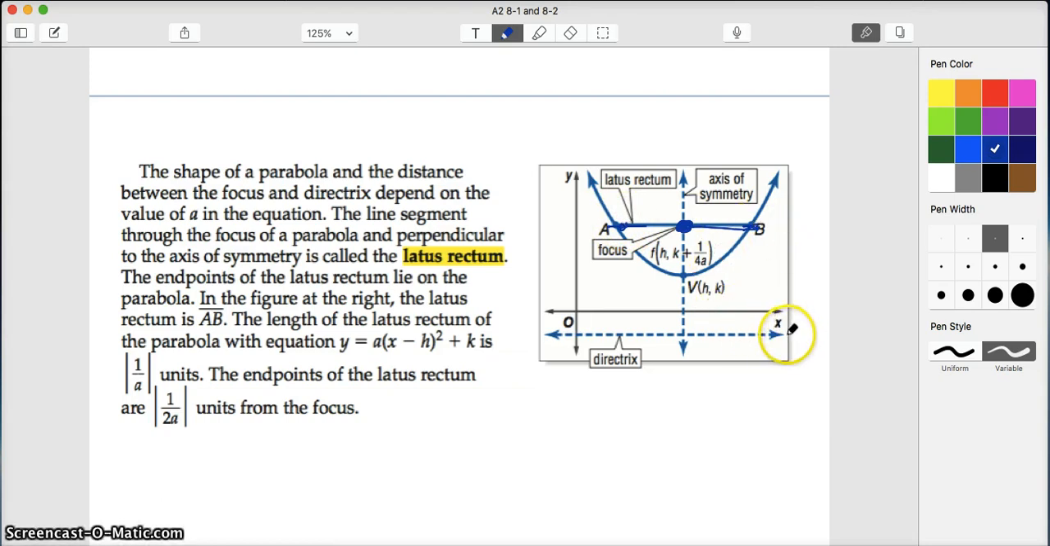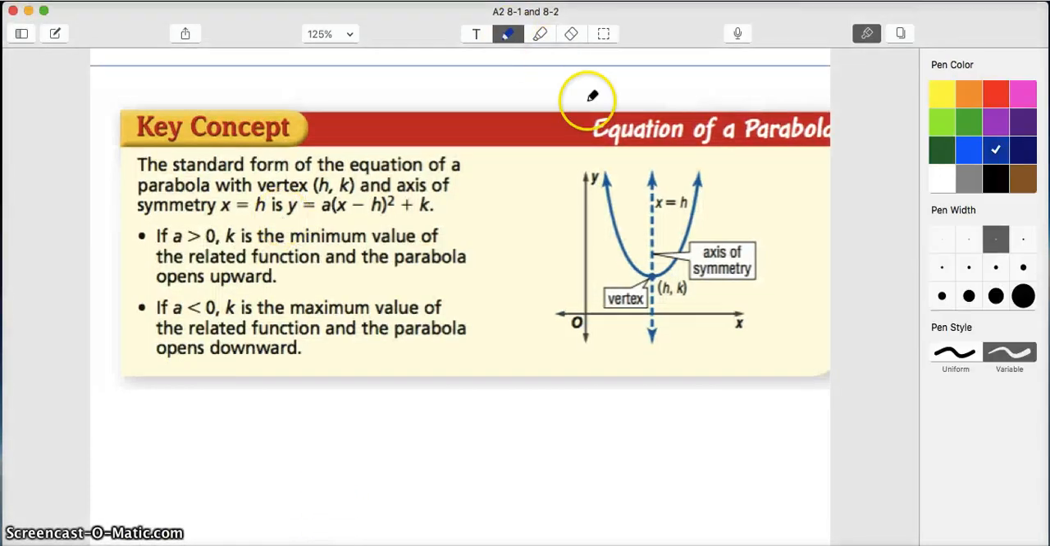Does that make sense? Okay, so the endpoints of it are going to lie right on the parabola, and that's the other thing that we need to know. And we'll talk more about this as we get through some examples. So we have another way of looking at this idea of what a parabola is.